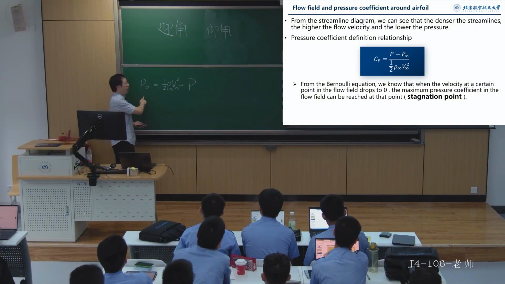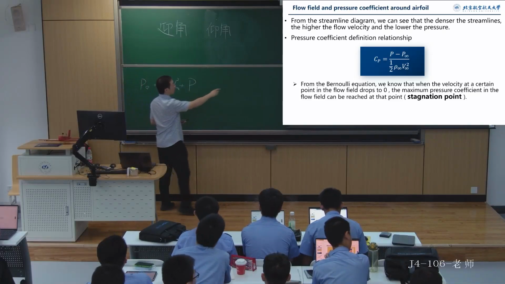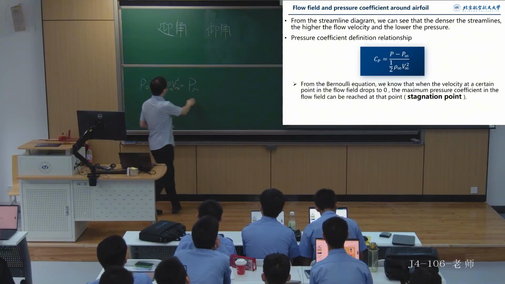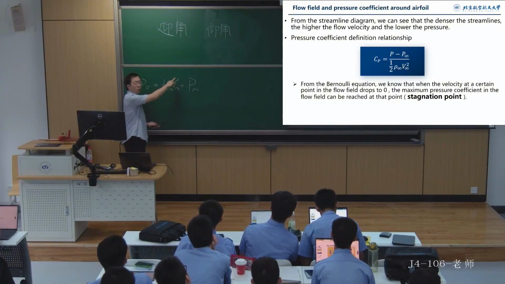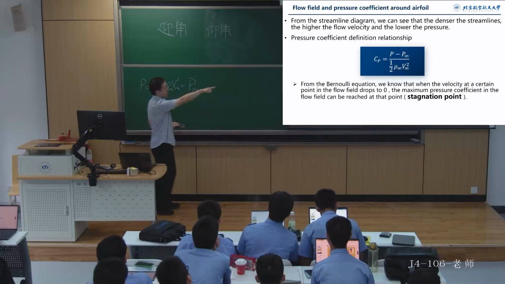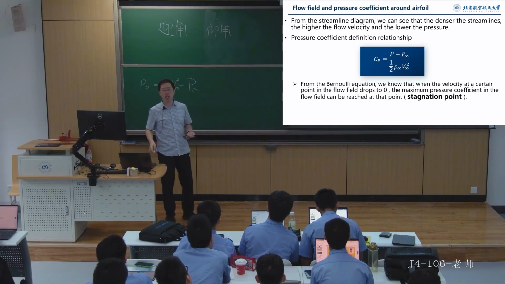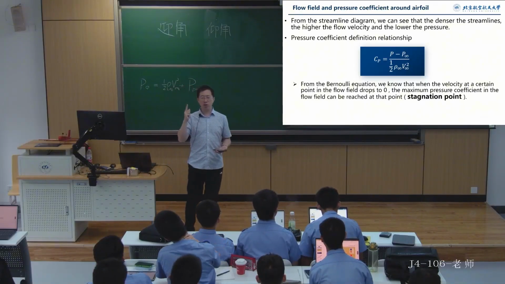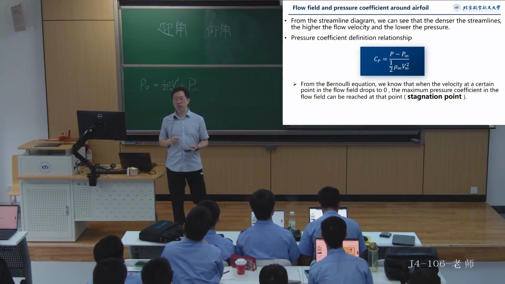At that point, if we subtract P from P0, this here is just P, isn't it? Then what we're left with is 1/2 ρ times V squared. Then, if we divide by the denominator, 1/2 ρ times V squared, doesn't that just equal 1? So, at the critical point where the flow velocity is 0, the pressure coefficient should be equal to 1.